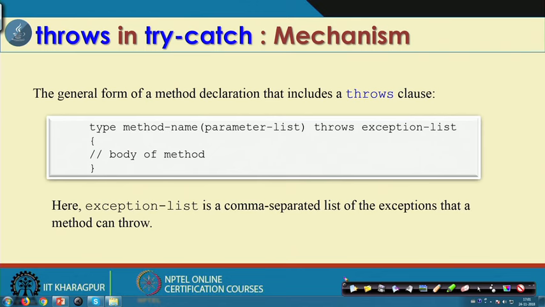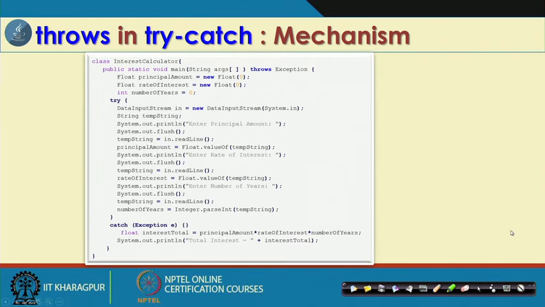Now, let us have one simple example so that we can understand this. This program we have once discussed in our demonstration, as well as while we were discussing input and output. As we see in this program, there are many points where an exception may occur.